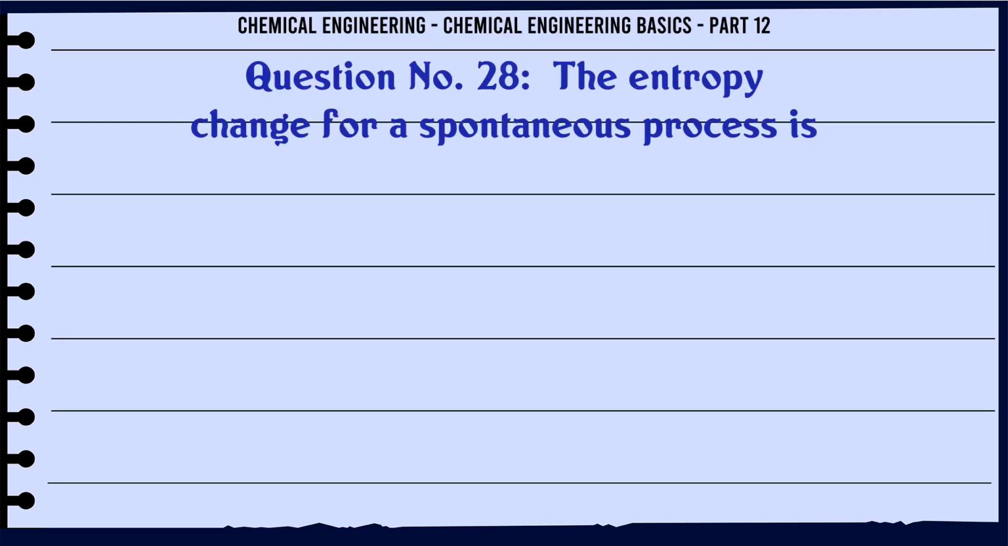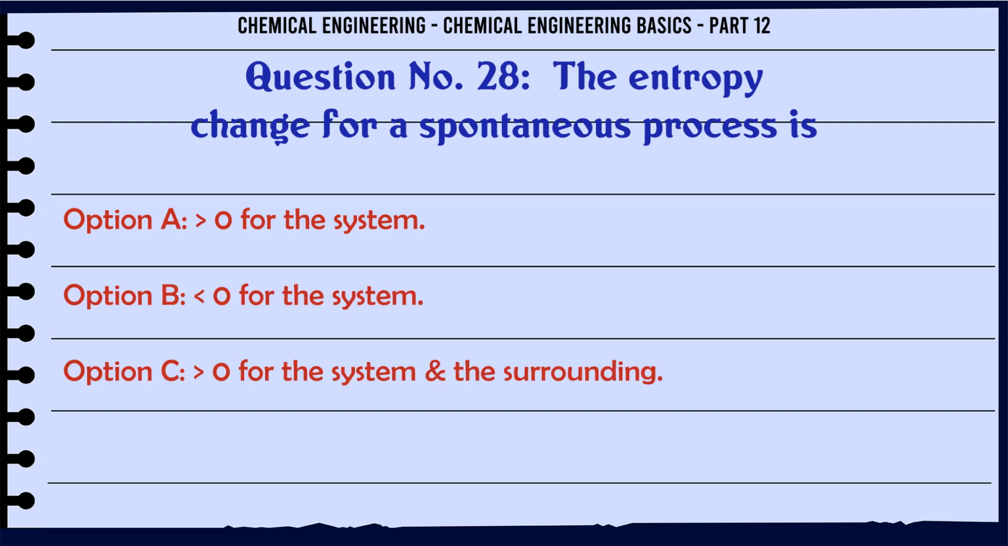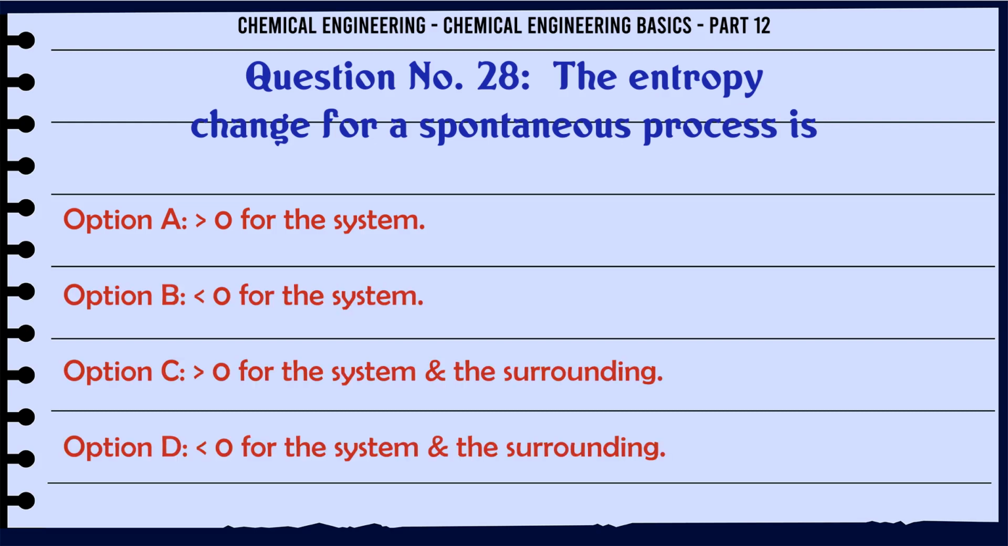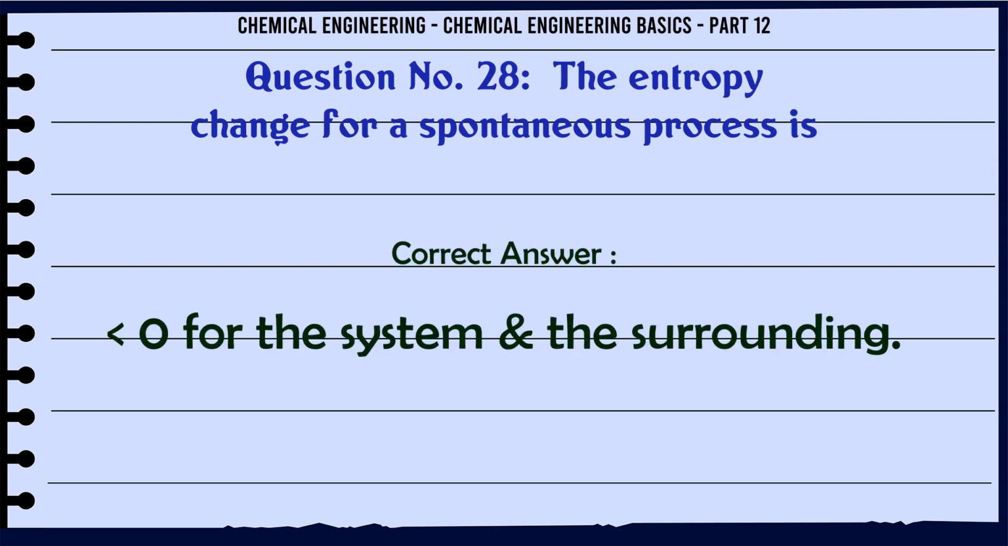The entropy change for a spontaneous process is A. 0 for the system, B. 0 for the system, C. 0 for the system and the surrounding, D. 0 for the system and the surrounding. The correct answer is 0 for the system and the surrounding.